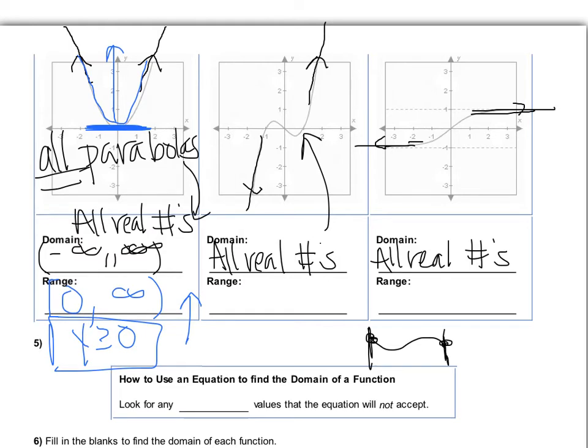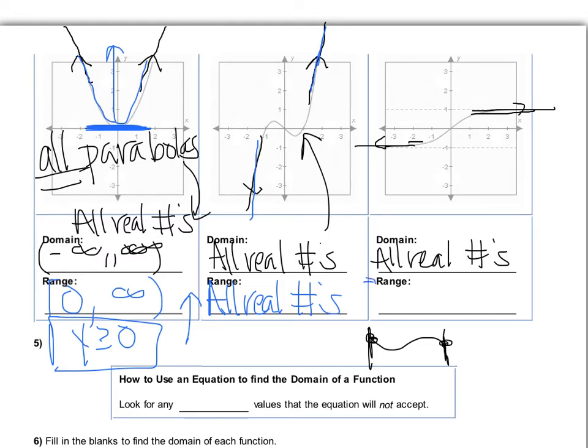Okay, so when I start looking at my cubic, I'm looking for the range, so I'm finding the bottom of the graph and the top of the graph. Well, remember we said this graph is going to go forever and ever. So that means its range is going to be all real numbers, because it's just going to go on forever and ever.